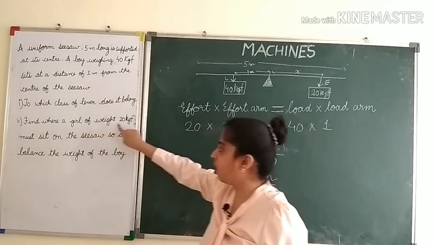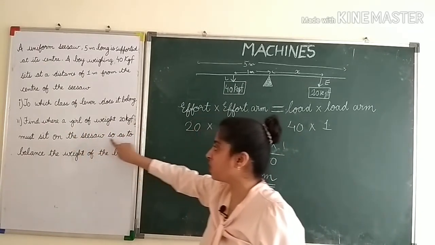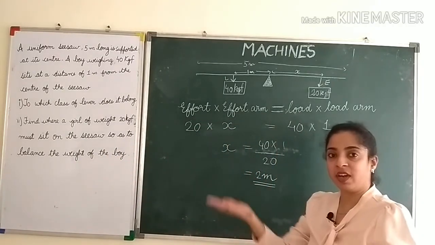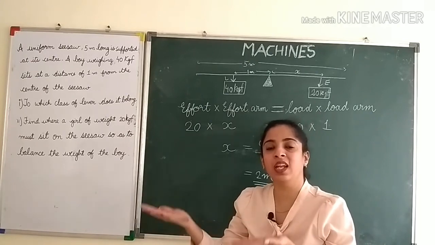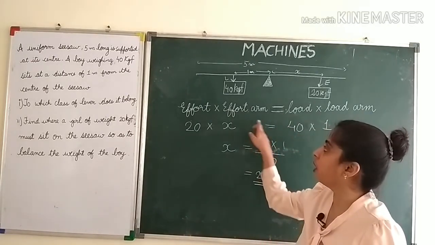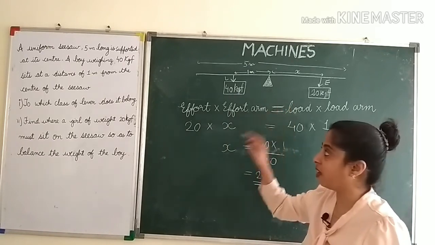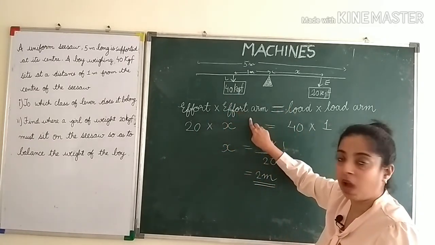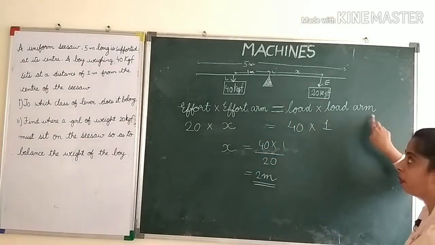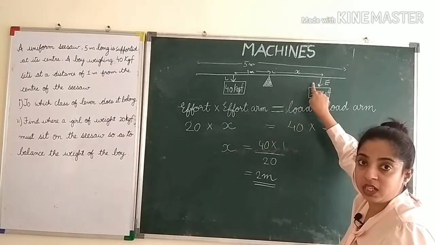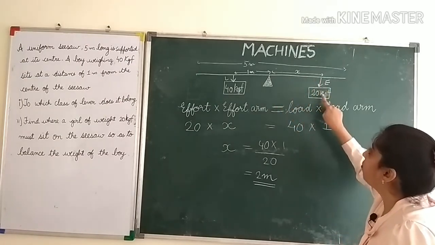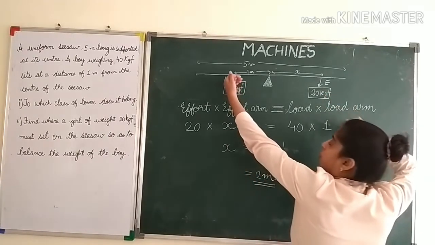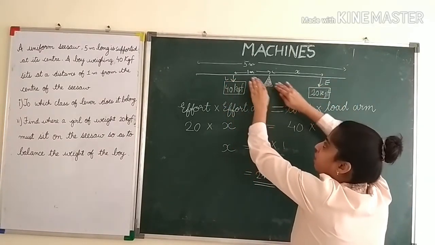Find where the girl of weight 20 kgf must sit on the seesaw so as to balance the weight of the boy. To balance the weight of the boy means it has to be in equilibrium. So we will follow the principle of moments. By applying the principle of moments, effort into effort arm is equal to load into load arm. We don't know the distance where the girl is sitting, so we will write x, and then we will put effort of 20 kgf, which is the weight of the girl. If the load is 40 kgf, how much effort will be needed to balance it?